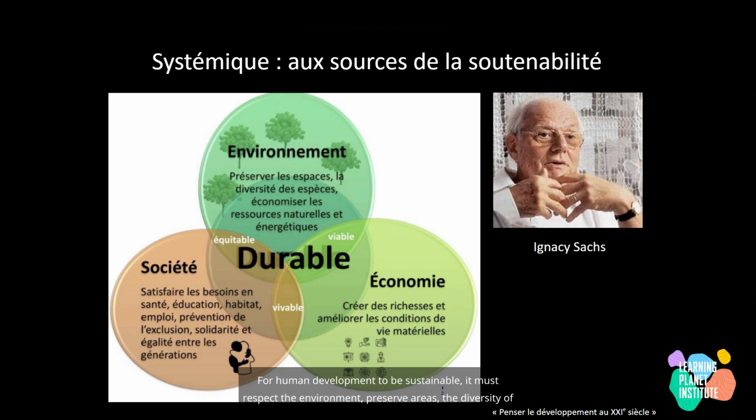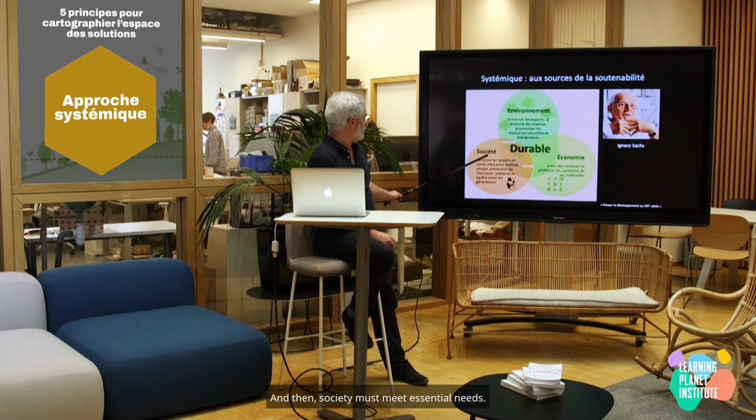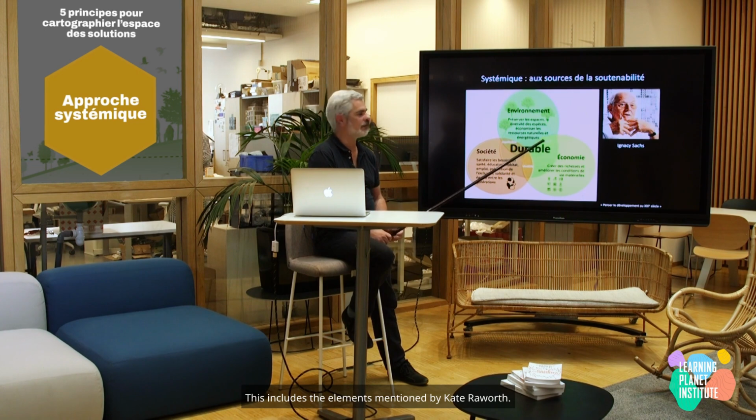For human development to be sustainable, it must respect the environment, preserve areas, the diversity of species, and conserve natural resources. We've seen this with the planetary boundaries. The economy must be able to create wealth and significantly improve material living conditions. And we have also seen in previous episodes how important this is, especially for developing countries. And then society must meet essential needs. This includes the elements mentioned by Kate Raworth.